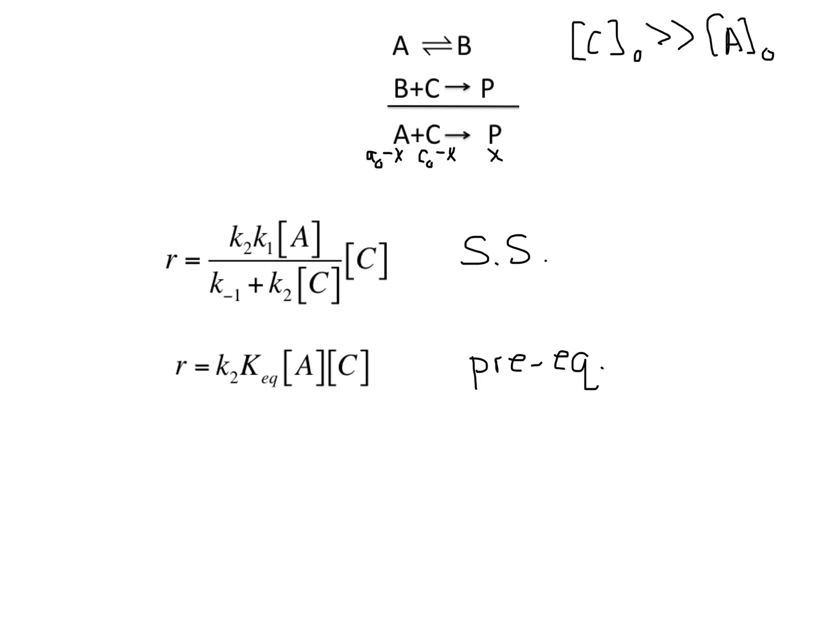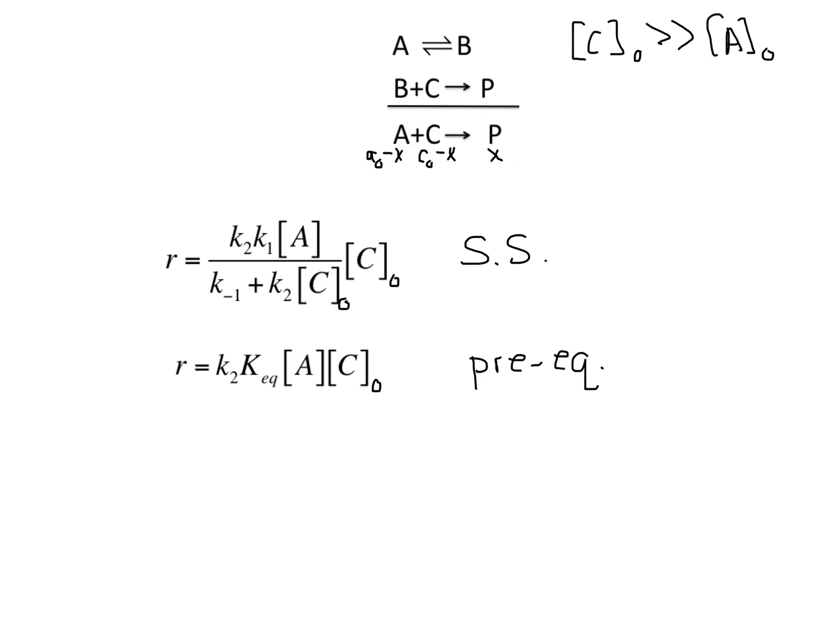But if X is much, much less than C naught, A naught is much, much less than C naught, then the amount of C that I use up is small, and I can say that C remains at C naught during the entire reaction. So the concentration of C does not change during the reaction, whereas A does change. That simplifies each of these rate laws by keeping this concentration of C constant.